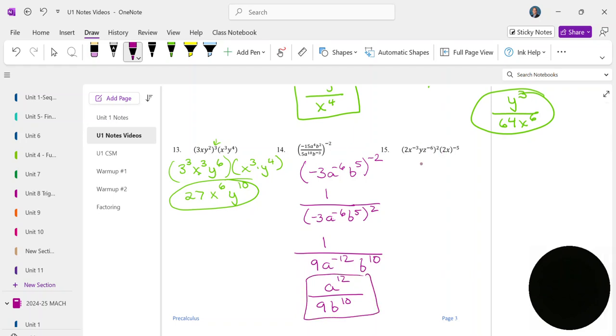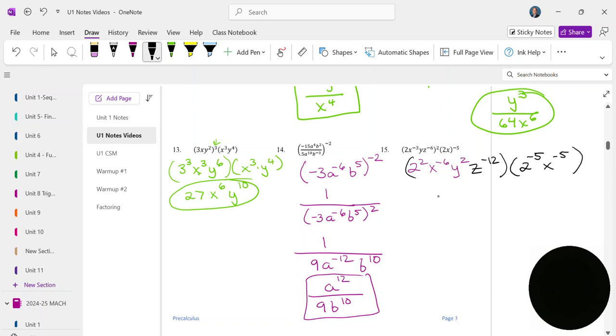All right, so this one here, I have to square this first, so it becomes 2 squared, x to the negative 6th, y squared, z to the negative 12th. That's one parenthesis, and then in the next parenthesis, I have 2 to the negative 5th, x to the negative 5th. So now I multiply the like terms.